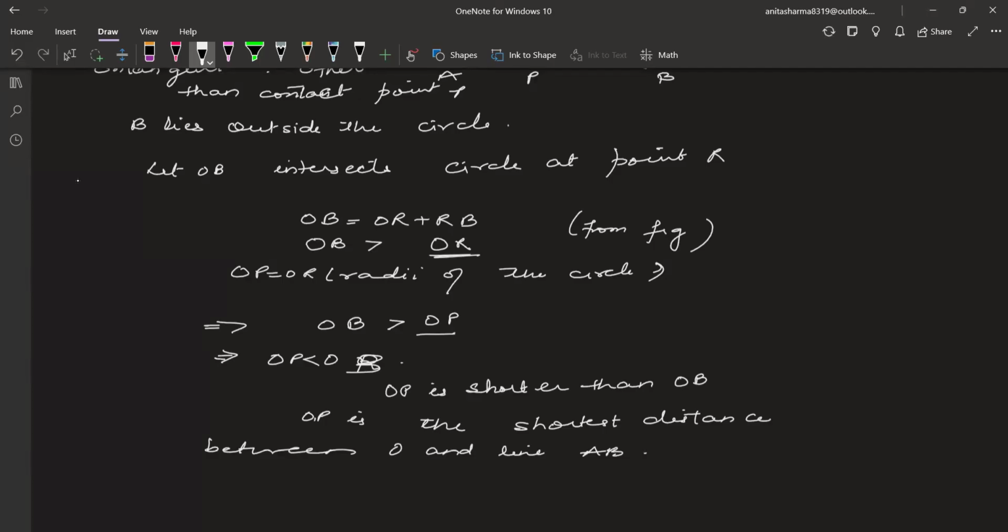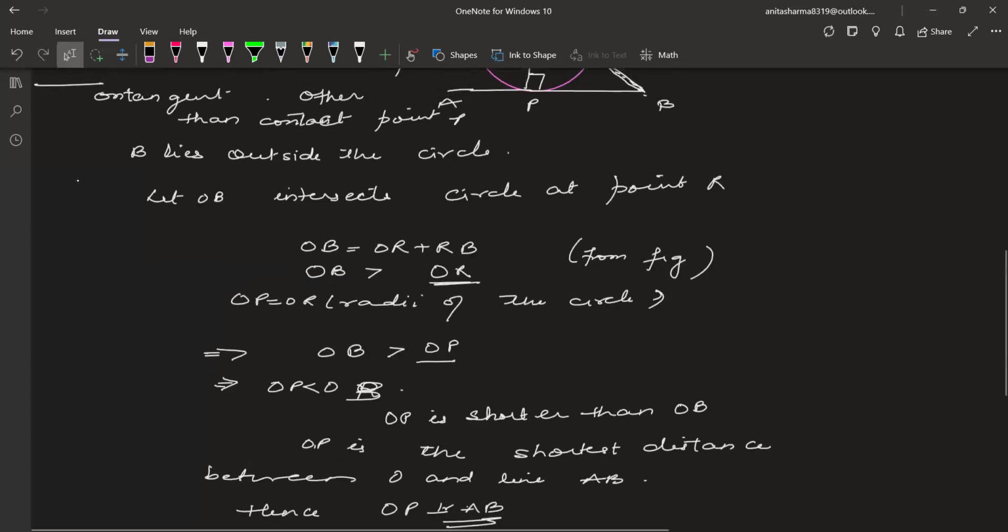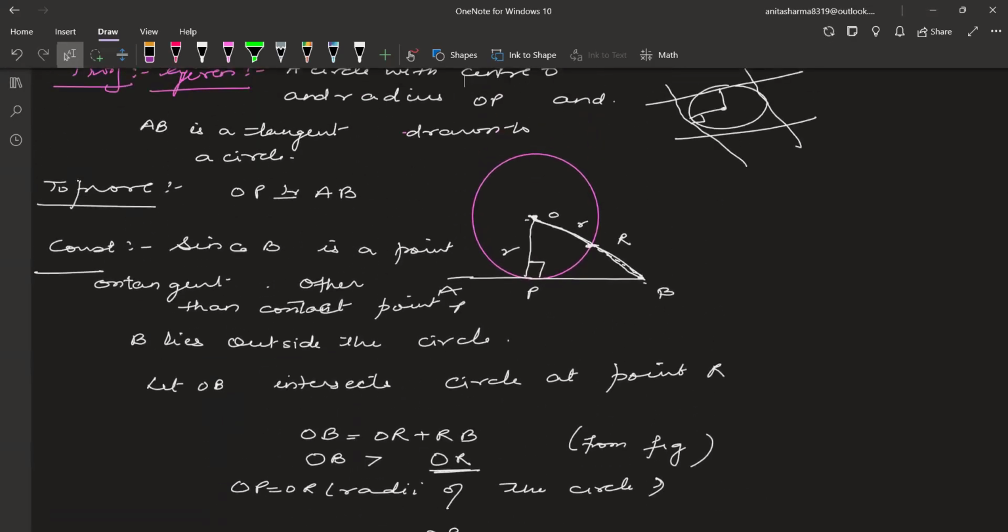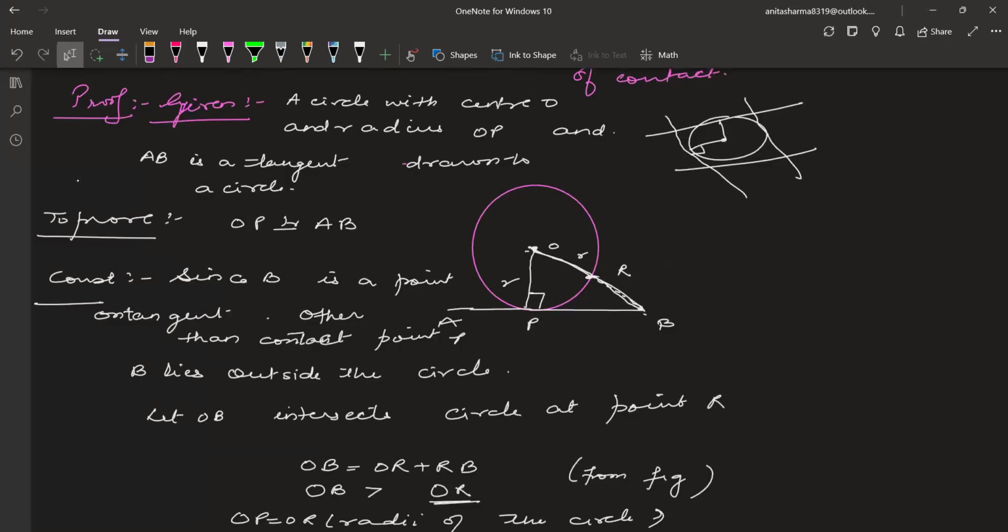The shortest distance between a point and a line is the perpendicular distance from the point to the line. So therefore, you will write, hence, OP is perpendicular to AB. This is what we have to prove. Fine? So please note this. This is quite important, and so many times this theorem came in your exams, in board exams.